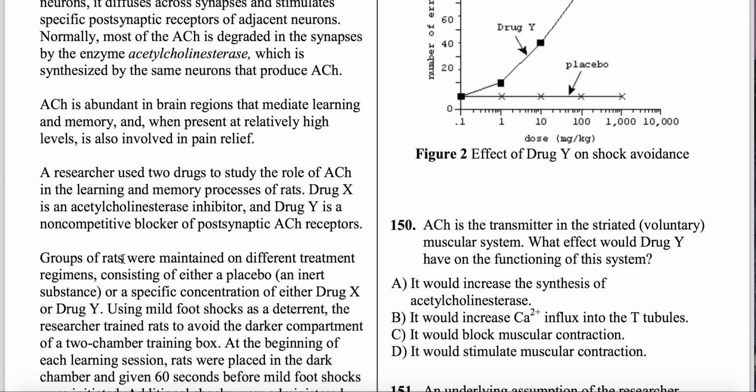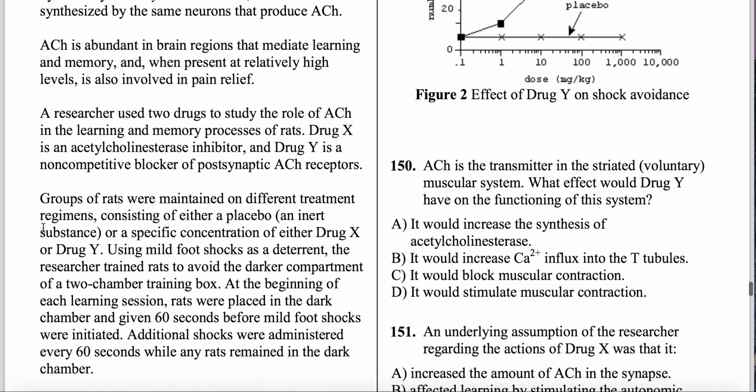And drug Y, it says, is a non-competitive blocker of postsynaptic acetylcholine receptors. I don't know if it's really that important that it's non-competitive. Maybe it is. Essentially, when something is non-competitive, the inhibitor will inhibit regardless of how much of the substrate you have present. So they don't compete. The inhibitor will just bind at its own affinity for the receptor and block it, with no regard to the actual substrate, acetylcholine. Okay, so drug X is essentially increasing acetylcholine, and drug Y is decreasing acetylcholine's action.